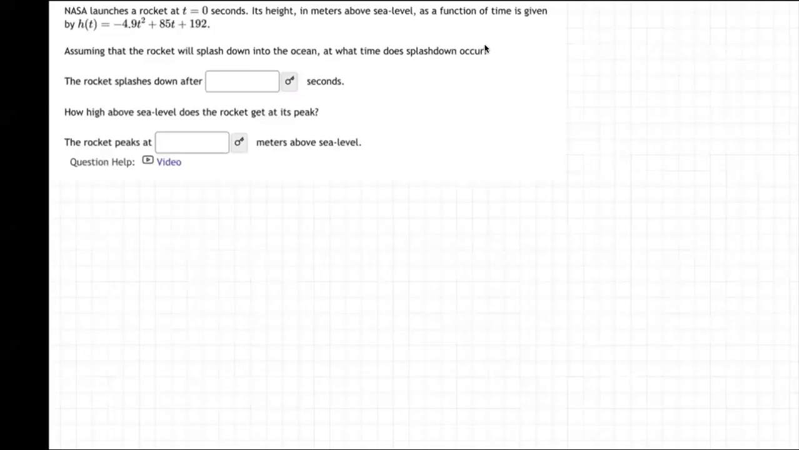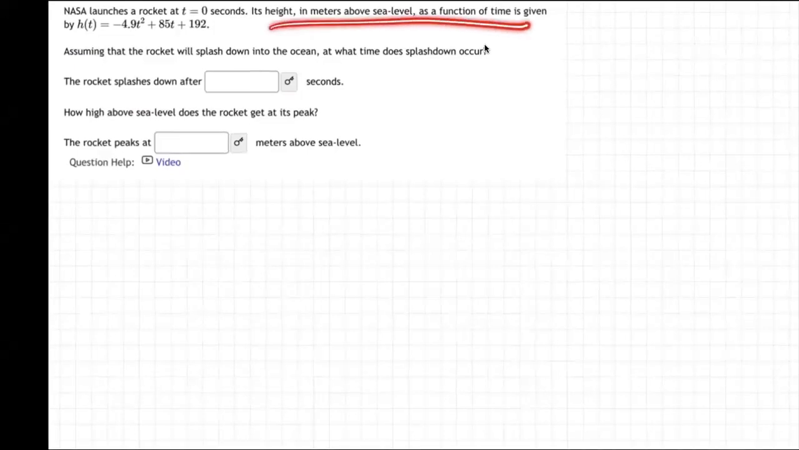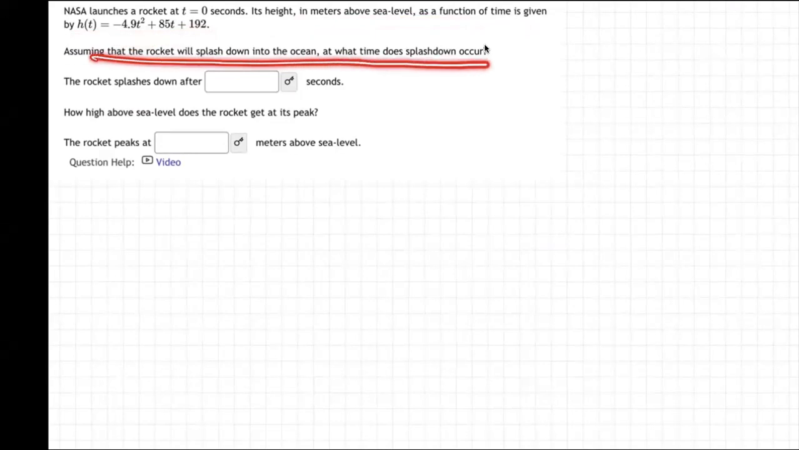Welcome to a question about NASA, and they are launching a rocket at t equals 0 seconds. Its height in meters above sea level, as a function of time, is given by this equation. So here's an equation. NASA's launching a rocket. Assuming that the rocket will splash down into the ocean, at what time does the splashdown occur?